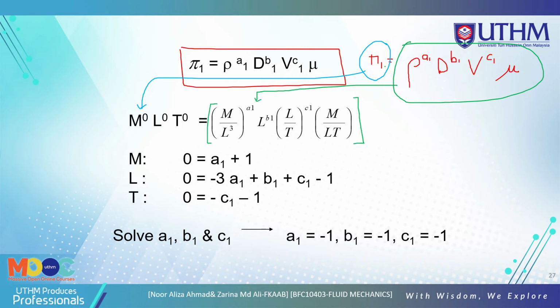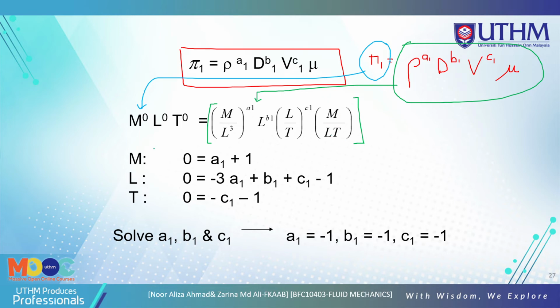Okay, so we just put the pi 1 as M^0 L^0 T^0 here, and put the density here based on the SI unit: M L^-3, to the power A1. D is L to the power B1, and velocity is L over T, to the power C1, and the dynamic viscosity is M over L T here.